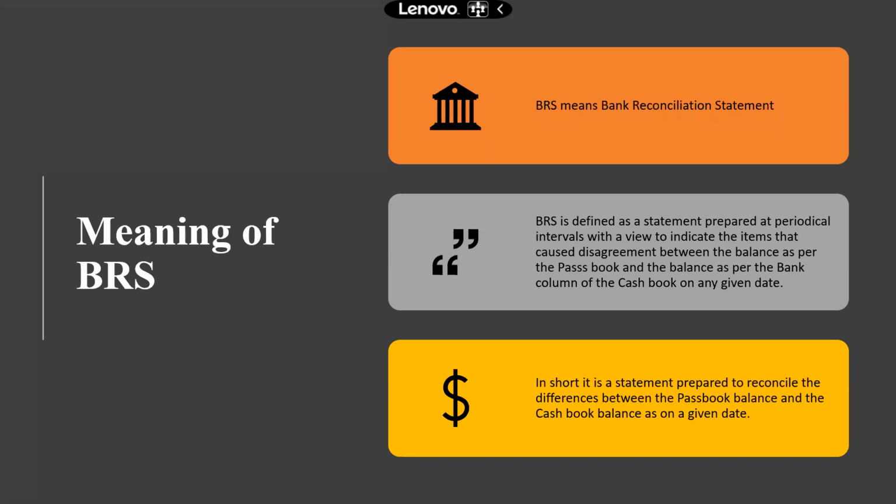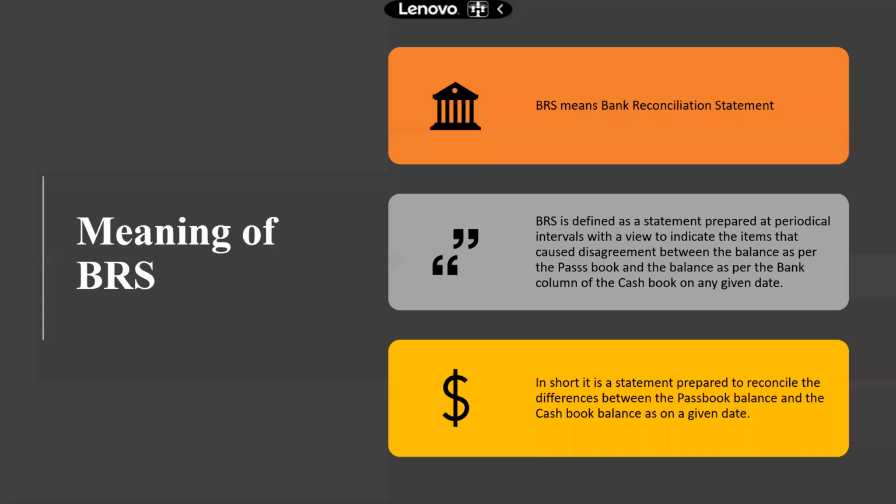So the passbook is the book maintained by the banker about the customer's account. If I am the customer, I will maintain the bank transactions in my cash book. The same transactions the banker will maintain in the passbook, or you can also call it a bank statement. Passbook is also similar to a bank statement, right?